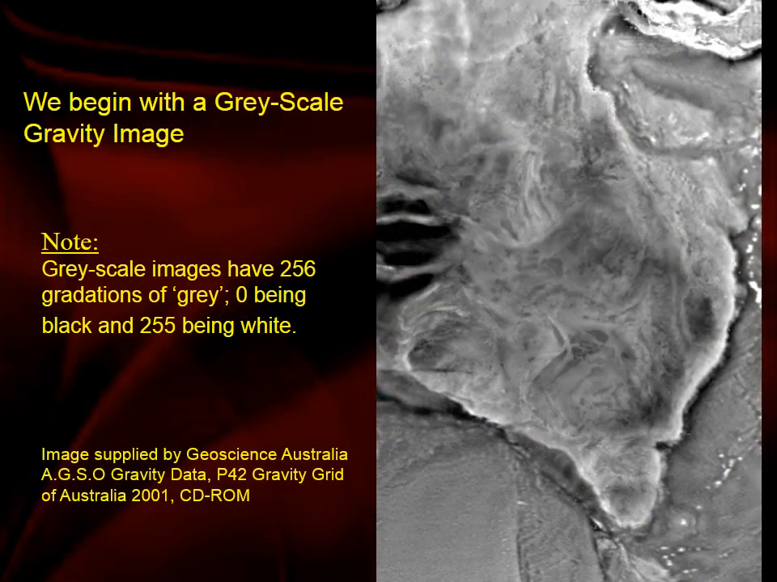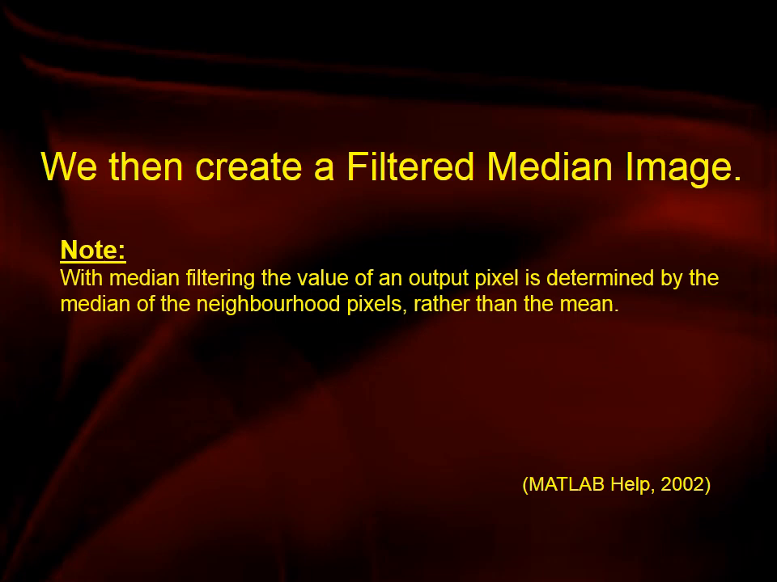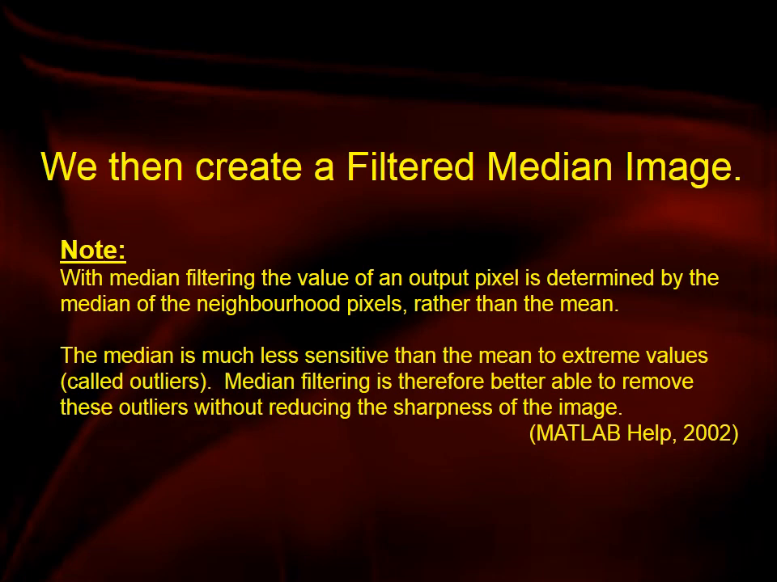We begin with a gray-scale gravity image of Eastern Australia. We then create a filtered median image. Note, with median filtering, the value of an output pixel is determined by the median of the neighborhood pixels rather than the mean. The median is much less sensitive than the mean to extreme values, called outliers. Median filtering is therefore better able to remove these outliers without reducing the sharpness of the image.